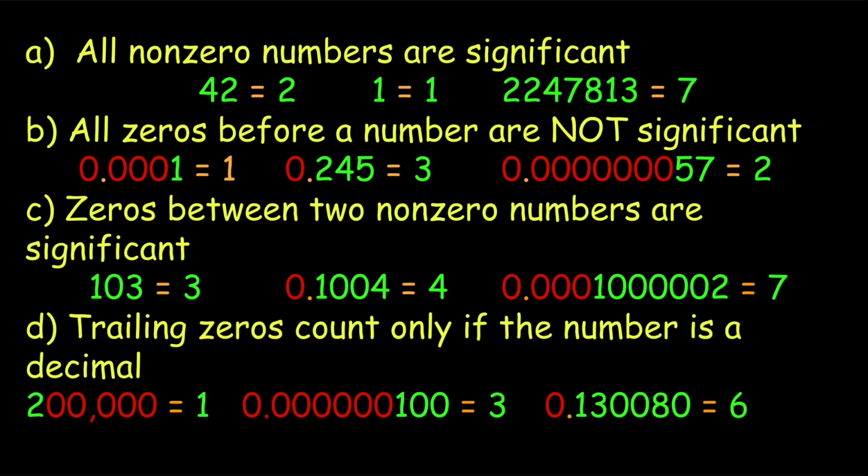However, before you can learn how to form scientific notation, you must completely understand significant figures. Here's a quick review. All non-zero numbers are significant. All zeros before a number are not significant. Zeros between two non-zero numbers are significant. And trailing zeros count only if the number is a decimal, but they are not significant if the number is not. Now we can move to forming scientific notation.